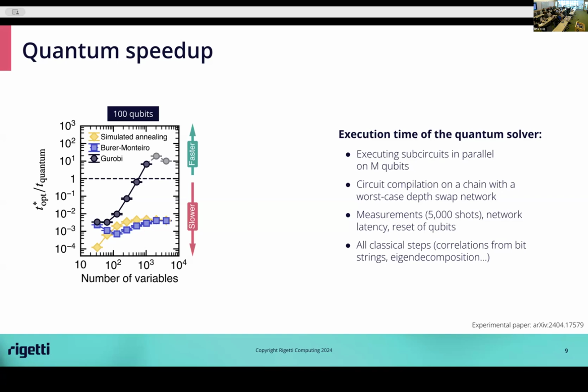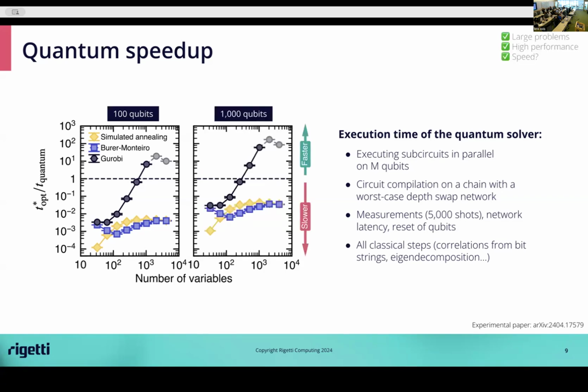And then you have all the classical steps: we receive bit strings, we need to compute correlations. There is also the eigendecomposition of our correlation matrix, and all of that is taken into account in the T quantum. We can repeat the same with 1,000 qubits because this is just changing the number of subcircuits we can run in parallel, but it doesn't really change the conclusion. It just shifts everything vertically. The conclusion here is that we beat the commercial solver Gurobi for the large problem sizes, but we are very short of beating the state-of-the-art simulated annealing and Burer-Monteiro. So it's great, but not perfect.